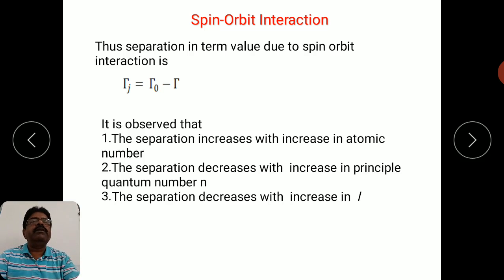For the alkali spectra, it is observed that the separation increases with increase in atomic number. As we go to higher atomic number alkali elements, the separation, that means gamma, because of the spin orbit interaction, goes on increasing. The separation is found to decrease with increase in principal quantum number n. For the same alkali element, at a higher state with a higher value of n, the separation decreases. Another important conclusion is that the separation decreases with increase in L, which represents the particular subshell. As you go to higher values of L, the separation among the fine structure of the lines decreases further.